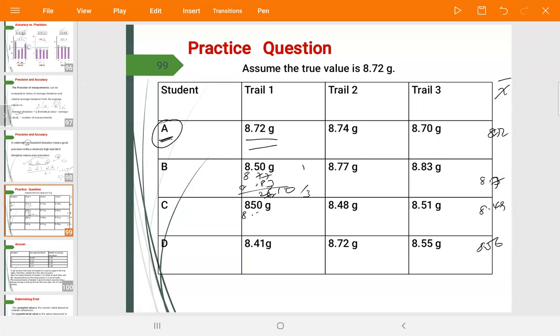Now, to determine which of these students is precise, we have to calculate average deviation. Now, if you have a calculator, you can help me. If you deduct this from this, it is zero, right? And if you deduct this from this it gives you 0.2. And for this, it will be minus 0.02. Absolute value. 0.0413, average deviation only.